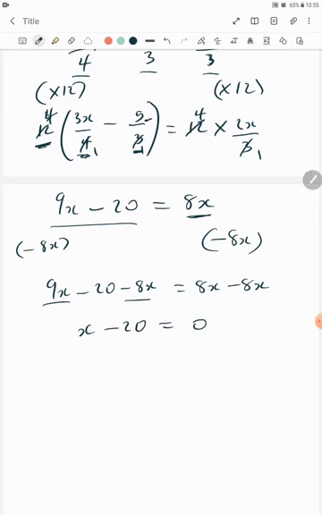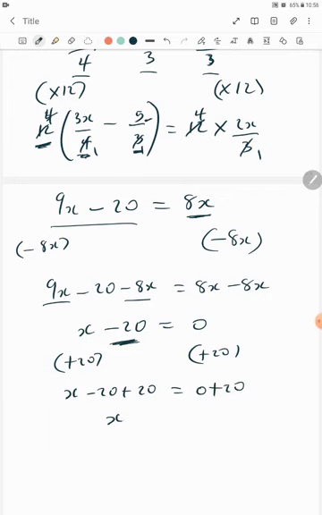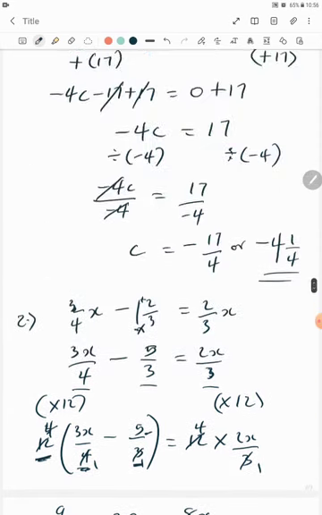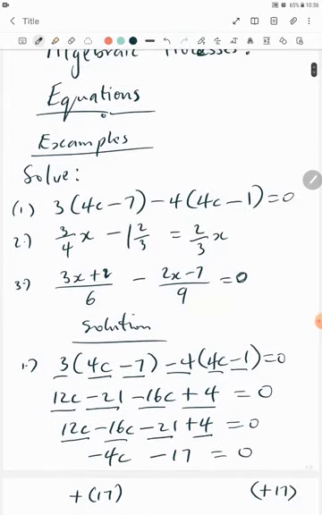0. So the next thing is for me to move this minus 20. And I can do that by adding 20 to both sides. By adding 20 to both sides, that will be x minus 20 plus 20 equals 0 plus 20. And that will be minus 20 plus 20 we cancel out, x equals to 20. So this will be my answer to question number 2.